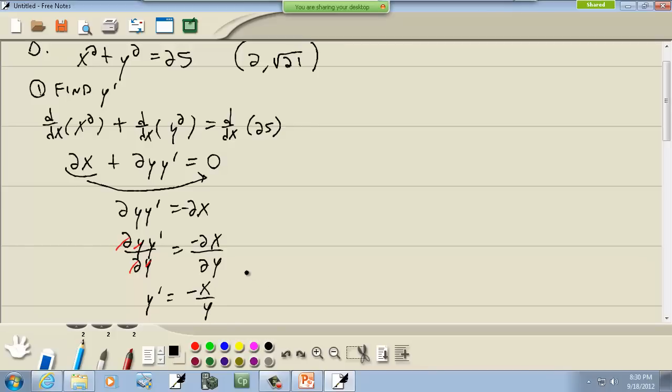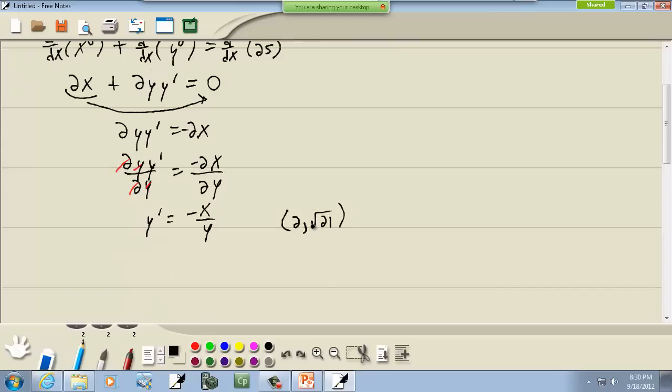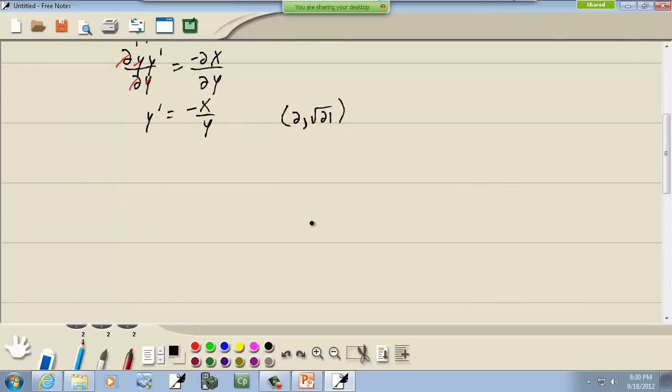Well, we're still dealing with a point. I'm going to go ahead and write it down here because I'm going to scroll. Still dealing with that point. So our second step is to change your y prime to m, and then you plug in the x and y part of your point. That's x and that's y. So we're going to have negative x, so we have negative 2 over y, which is square root of 21.